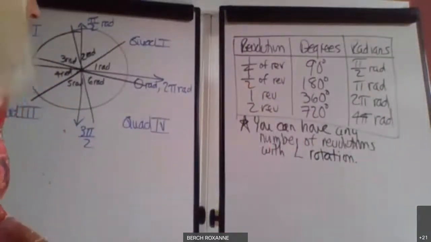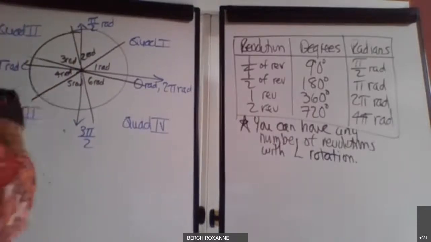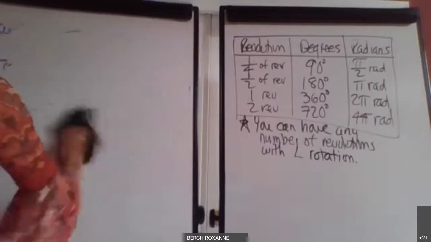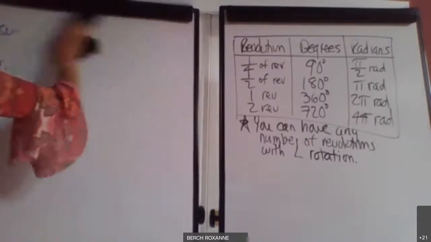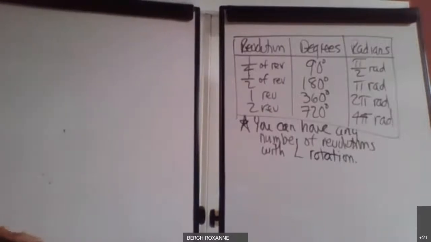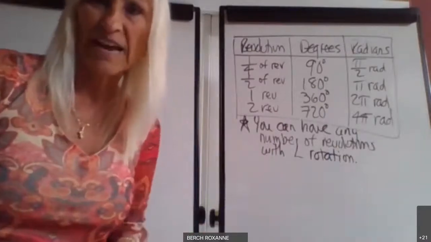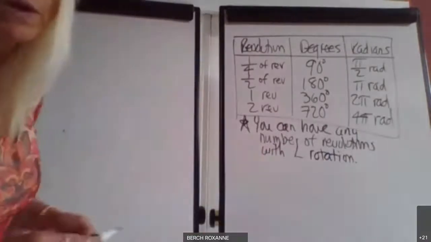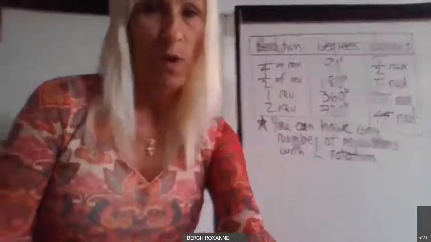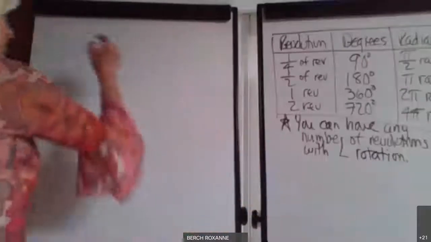All right, now we're going to get into the nitty gritty things. Like, what if it's not a full radian? What if it's part of a radian? What if it's a sixth of a radian? What if it's a third of a radian? You must know this really, really well, okay? This is drawing angles in standard position.